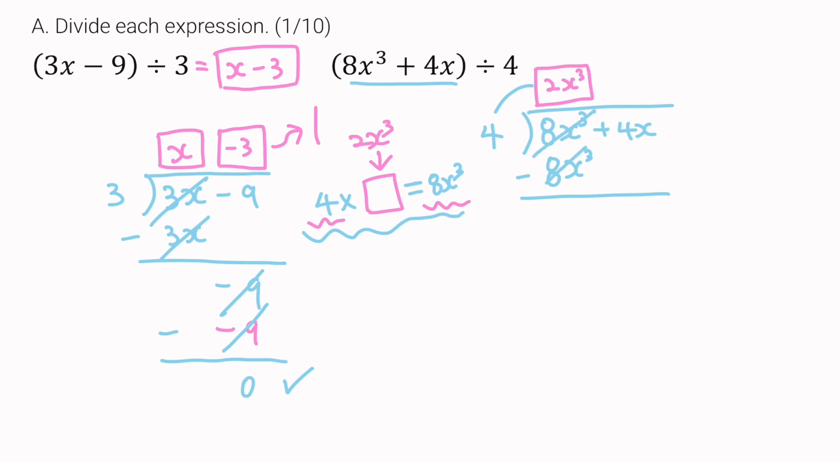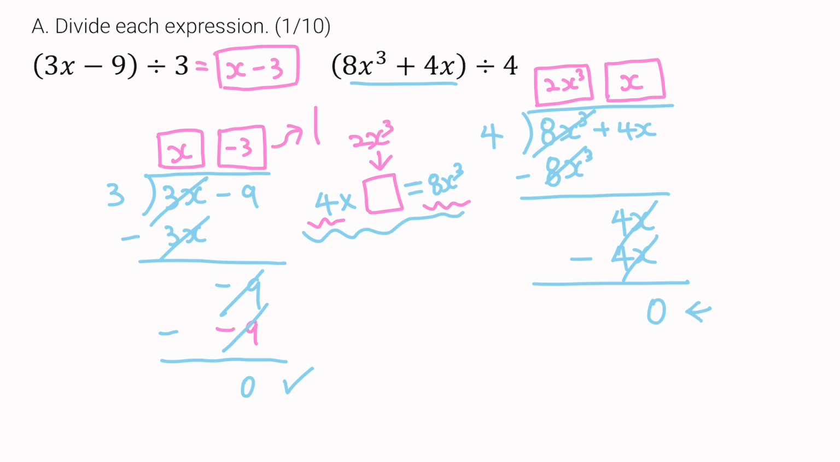I can conveniently get rid of the x cubed term, and I'm left with 4x. So I'm going to write another box here and come up with another expression that when multiplied with 4 will give me 4x. And that's simple, you don't really have to write it out. That expression will be plus x, right? So 4 times x will give you 4x. I'm going to write it right here, subtract it, and again, I have a 0 as a remainder.